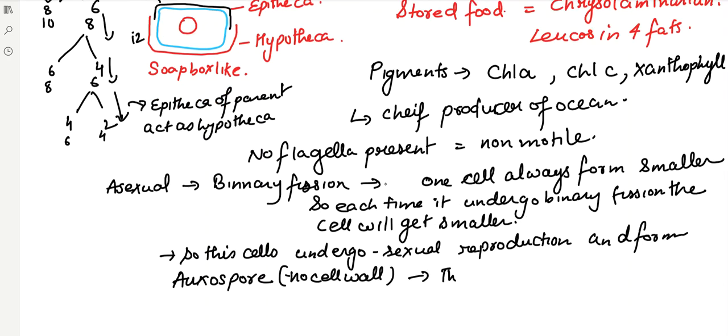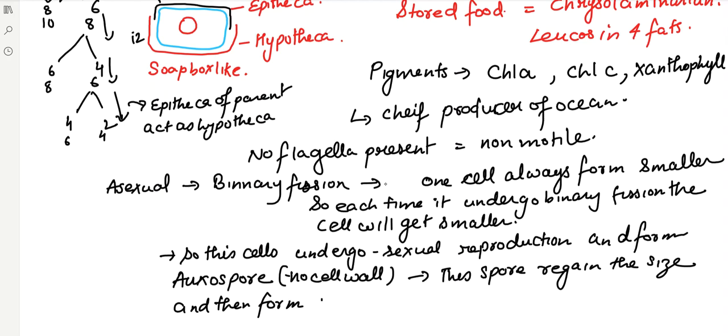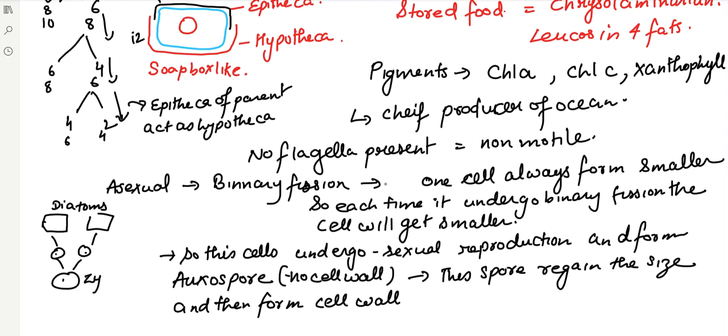Now this spore regains the size. Okay, it will regain the normal size of a diatom and then form the cell wall. So it will be very simple. Two cells, they will form gametes. For example, this is a gamete. These are two diatoms which we have. They form gametes. They will form a zygote. This zygote is also called auxospore, which will regain the size and then form the cell wall.